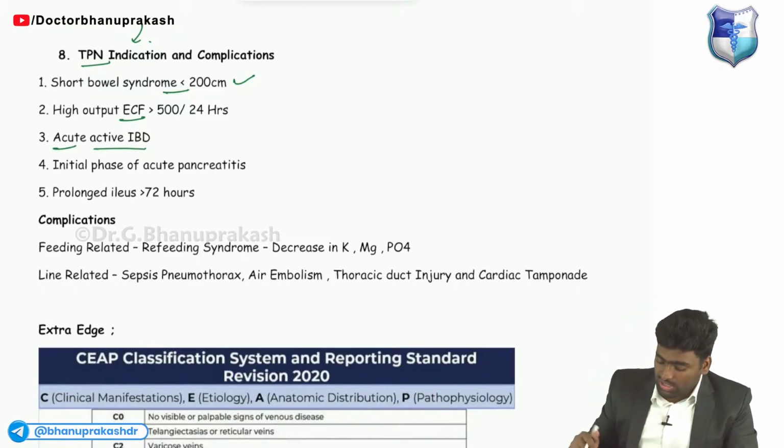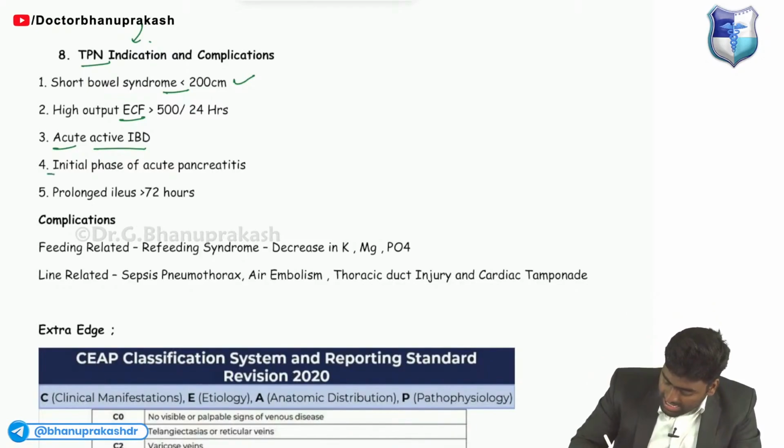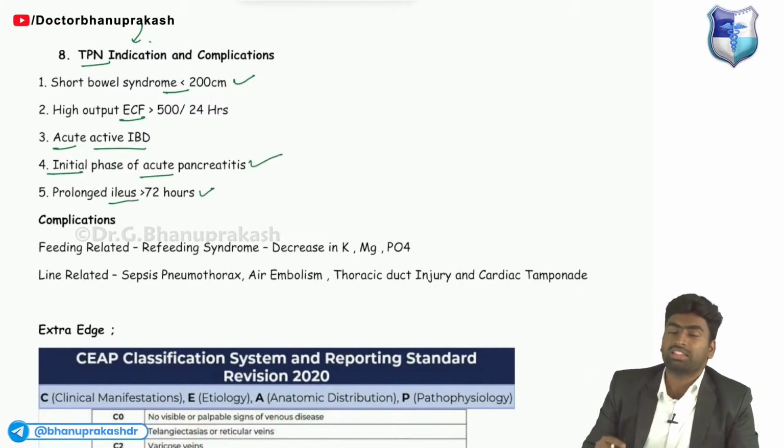So we already discussed this, we just go and see. And about the initial stages of pancreatitis, and if there is any prolonged ileus for more than 72 hours, then we will use this.